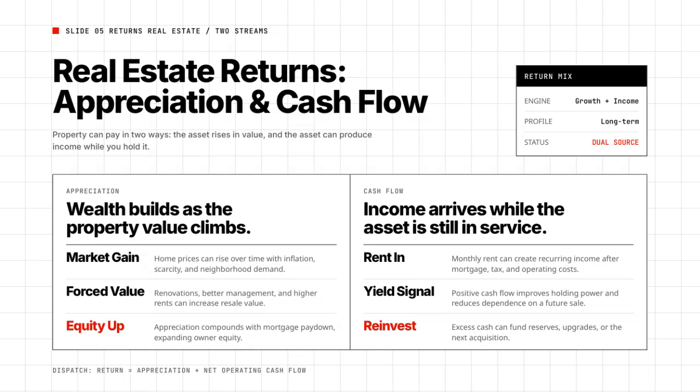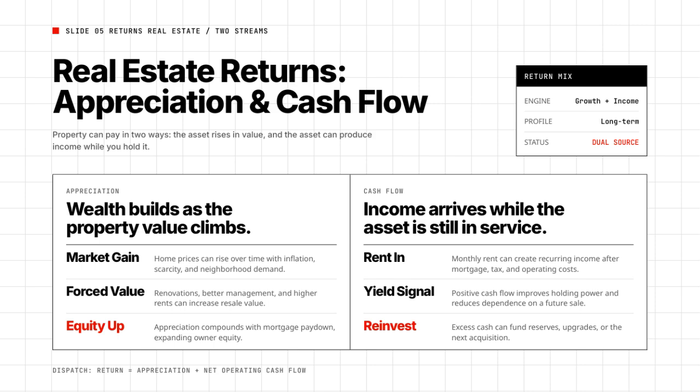When we talk about returns in real estate, there are two main ways that a property can generate value for you. First, there's appreciation. This means the property itself increases in value over time. Appreciation happens for a few reasons. Market gains resulting from inflation, scarcity, or growing demand in the neighborhood, improvements you make through renovations or better management, which can increase the property's resale value, and the natural buildup of equity as you pay down your mortgage.